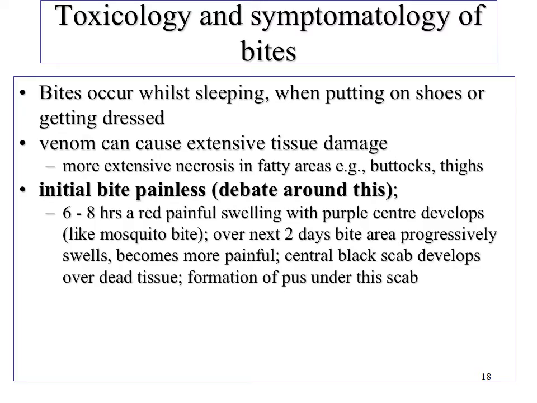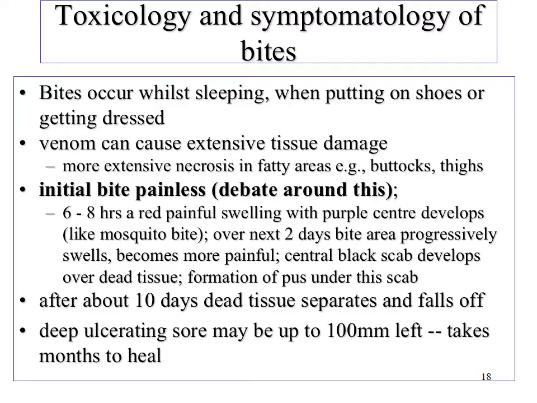Within 6 to 8 hours, there is a red, painful swelling with a purple center which develops just like a mosquito bite. Over the next 2 days or so, the bite area progressively swells, becomes more painful, and a central black scab develops over the dead tissue, and there may be formation of pus under the scab. After about 10 days, dead tissue separates and falls off, and there's a deep ulcerating sore which may be even up to 10 centimeters in diameter, which is pretty big. I think you saw from one of the pictures that the area of necrosis was quite extensive.